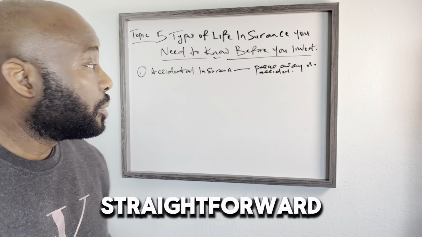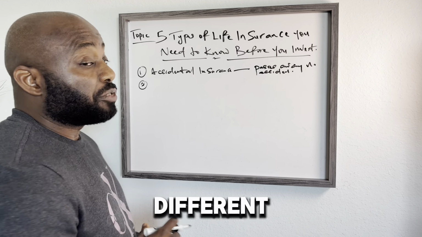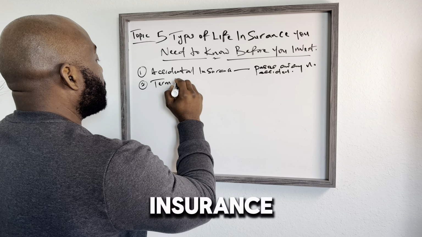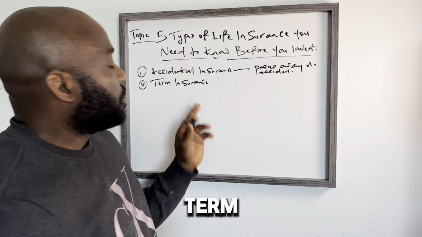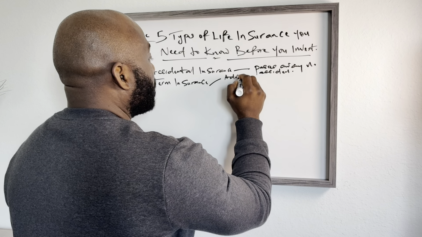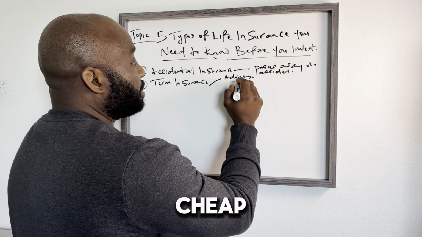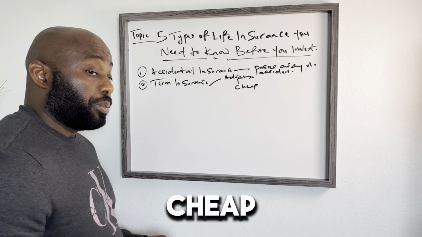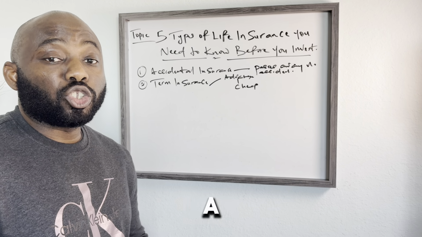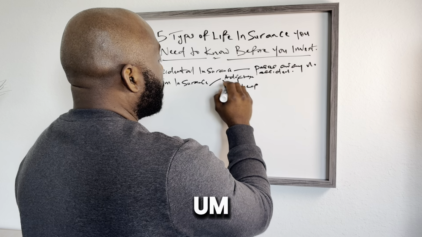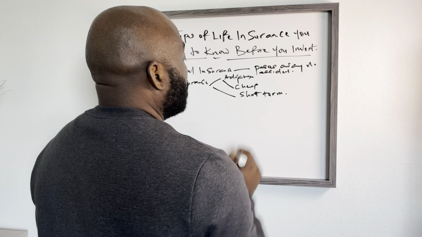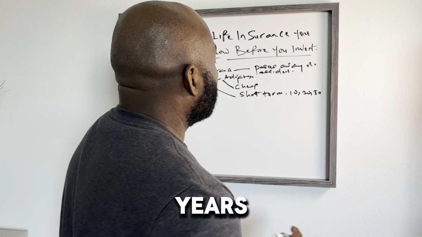So it's very straightforward. Now the second type of life insurance is term insurance. The advantage of term insurance is that it's very cheap, and you can decide to set it up for just a short term, either 10, 20, or 30 years. So that's the advantage there.